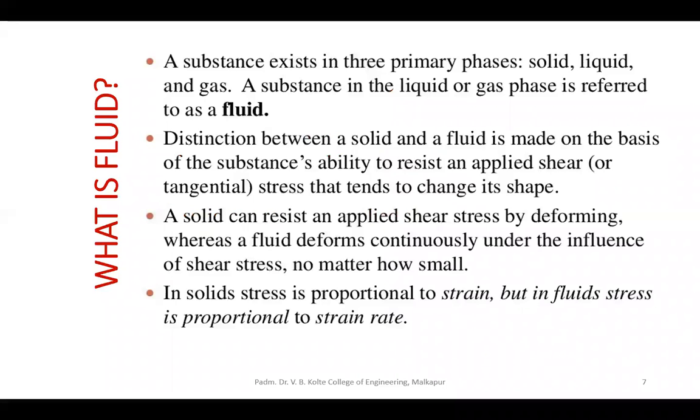Okay, sir. So now see what is meant by fluid. I already told you fluid is a substance. Fluid is a substance that exists in the three primary phases. So first phase is solid, second phase is liquid, and third phase is gas. Okay, the substance in the liquid or gas phase is referred to as fluid. Fluid has two types, liquid and gas. The difference between solid and fluid is made on the basis of the substance's ability to resist the applied shear stress that tends to change its shape.